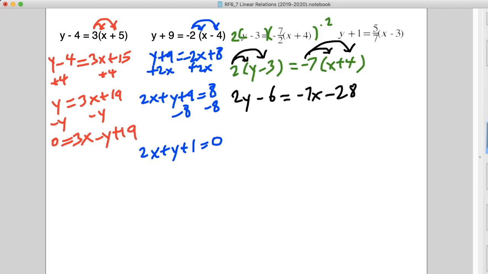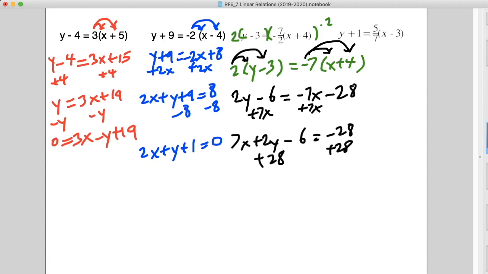And because we have a negative 7x on the right hand side, we're going to move that onto the left. So we're going to move everything onto the left hand side here. So I'm going to add 7x to both the left and the right hand side. And we'll have 7x plus 2y minus 6 is equal to negative 28. And then our last step is to add 28 to both sides. So I'll have 7x plus 2y plus 22 is equal to 0.